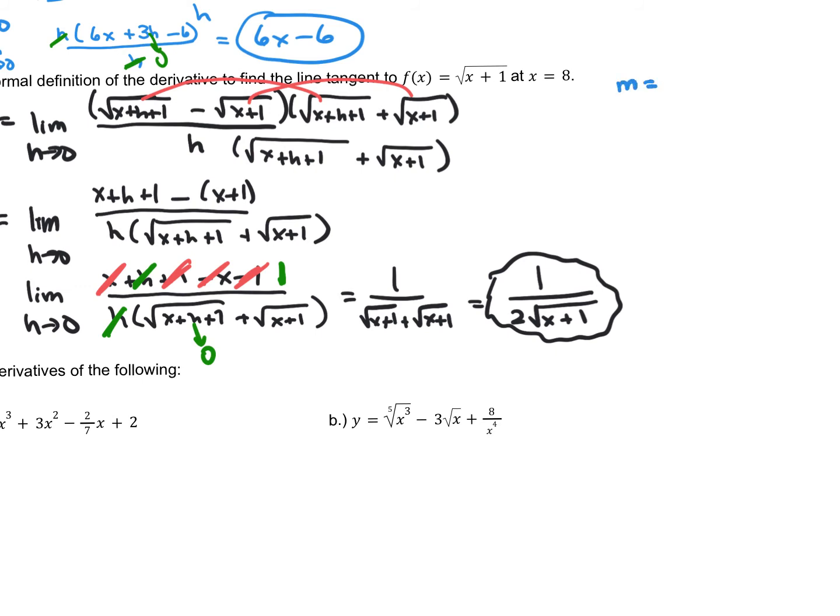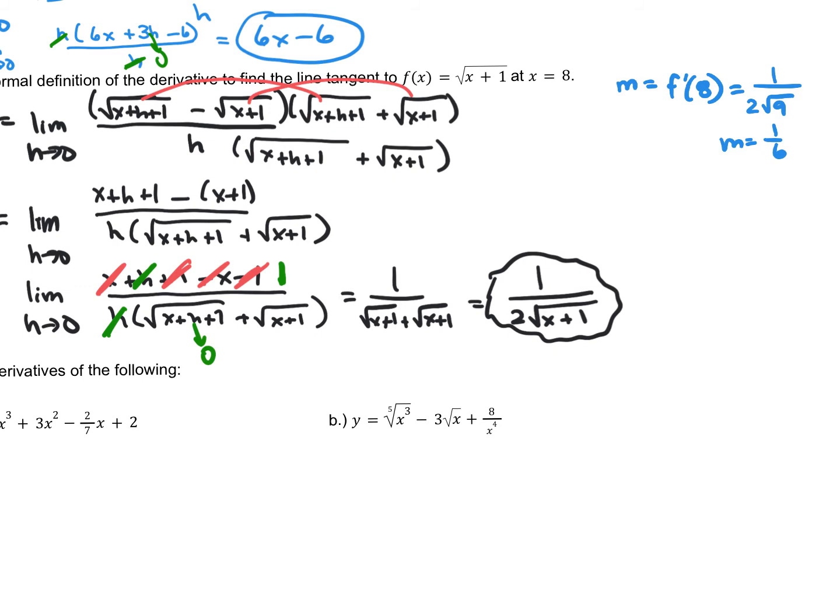The slope is very simple, because the slope is just going to be the derivative at 8. So I'm just going to plug 8 into my derivative. So 1 over 2 radical 9 is going to be 1/6. So that's my slope, because the square root of 9 is 3, and 3 times 2 is 6.